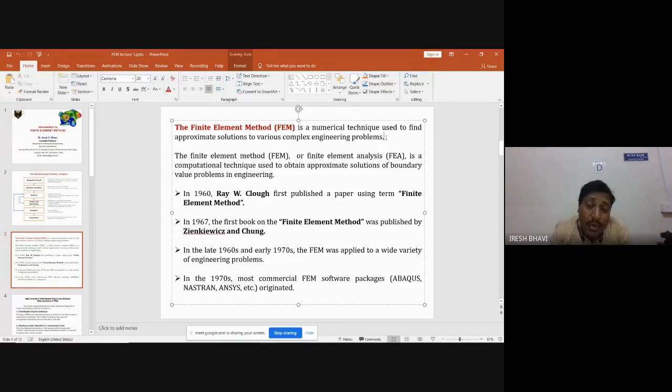If more than two to three types of loadings are there, if the geometry of the material is complex, and if the material properties are also complex, for example a combination of material properties, then it is very difficult to solve by using strength of material equations or theory of elasticity equations, means by using analytical methods. For those types of problems, you can directly rely on numerical techniques, because numerical techniques are easy to use even for complex engineering problems.